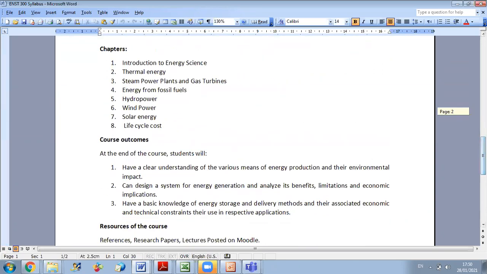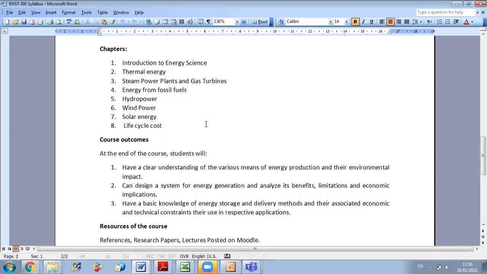Now, the chapters involved, we have 8 chapters that will be covered. The first chapter is an introduction to energy science. The second is thermal energy. The third one is steam power plants and gas turbines. Then we will go to energy from fossil fuels, and then cover different renewable energies as hydropower, wind power, and solar energy. And as I told you, the final chapter will be an economical assessment.